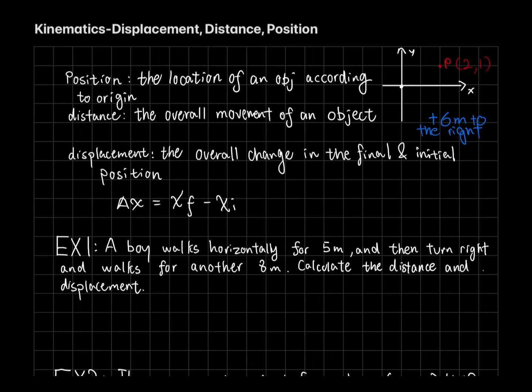And now there's another way of representing position, which you can say plus x meters to the right or minus x meters to the left. This is also another way of representing position. Now, distance is the overall movement of an object. And displacement is the overall change in the final and initial position.